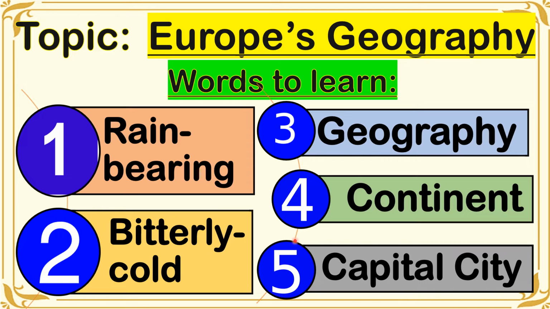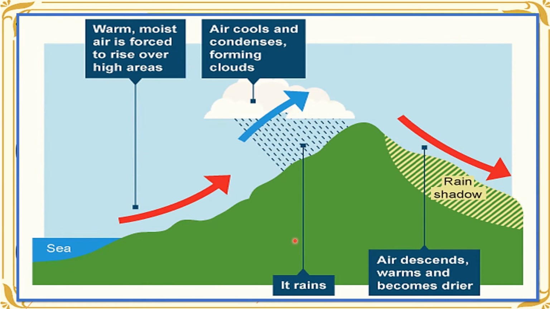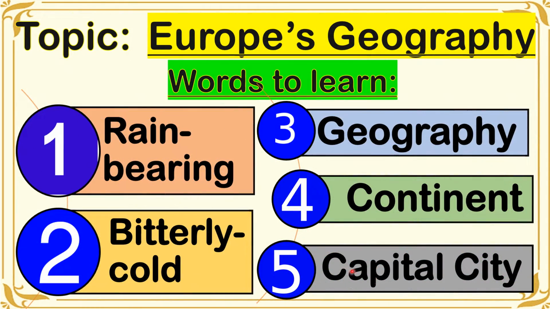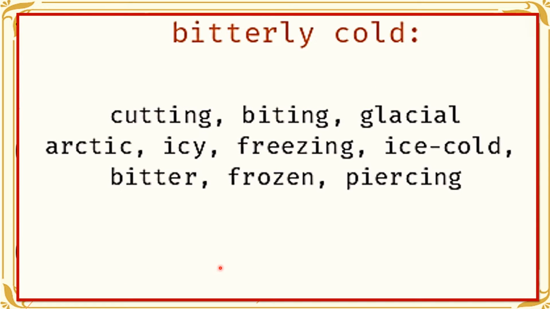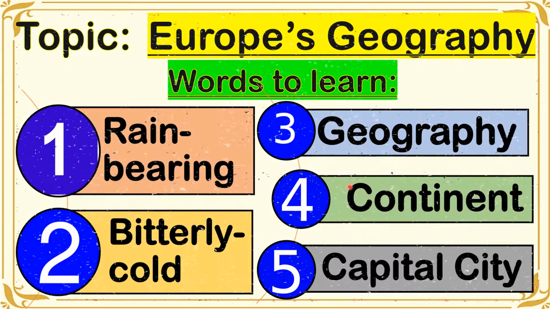Now let's read the meaning of these words one by one. Rain-bearing: warm, moist air is forced to rise over high areas. Air cools and condenses, forming clouds. It rains. Air descends, warms, and becomes drier. Next word is bitterly cold. It means cutting, biting, glacial, Arctic, icy, freezing, ice cold, bitter, frozen, and piercing.